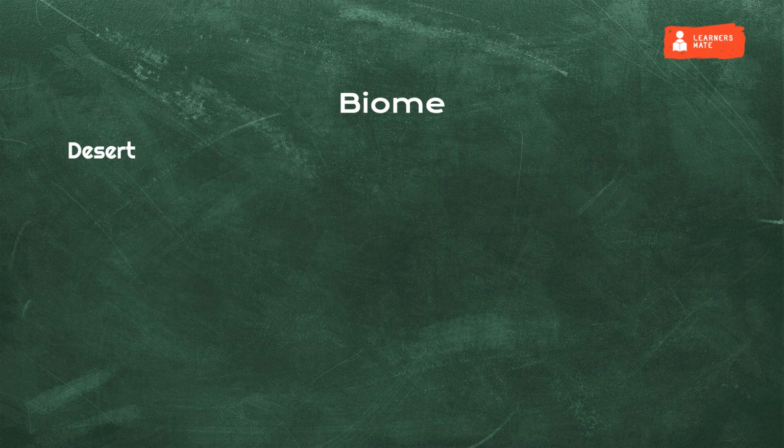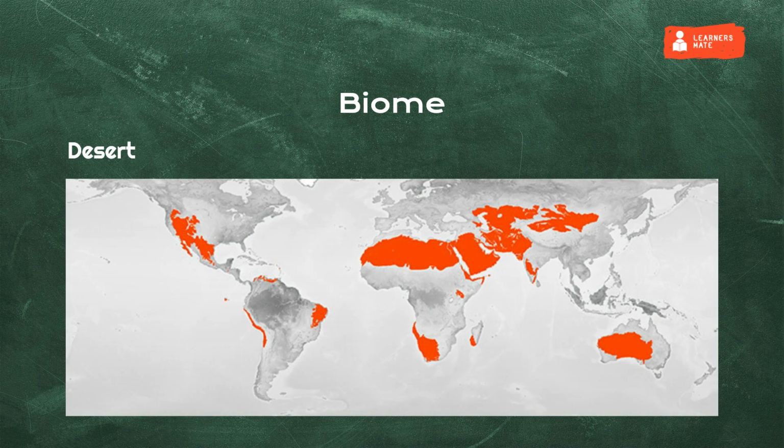Desert biomes. Located in both cold and warm climates across the globe, deserts are defined by their dryness, and life in those areas is adapted to lack of water and nutrients.